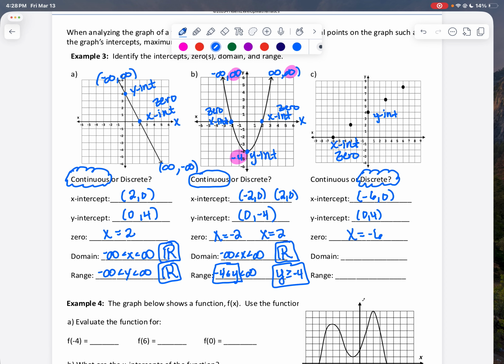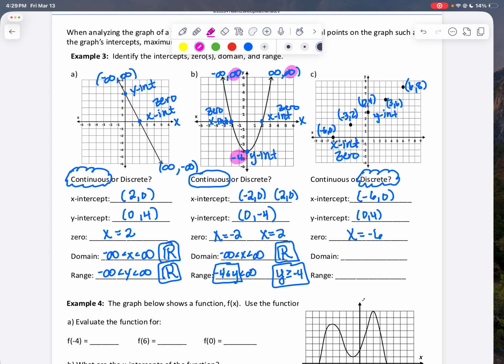For the y-intercept, it touches the y-axis right here at (0, 4). Now, to get the domain and range, it might be helpful for you to label these ordered pairs. So this would be (-6, 0), this would be (-3, 2), this would be (0, 4), (3, 6), and (6, 8). All right.